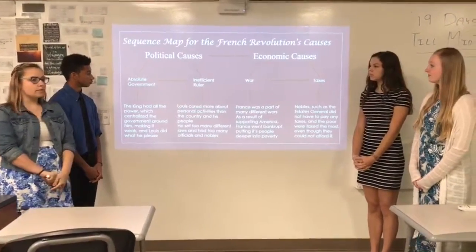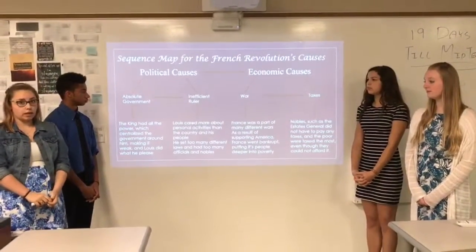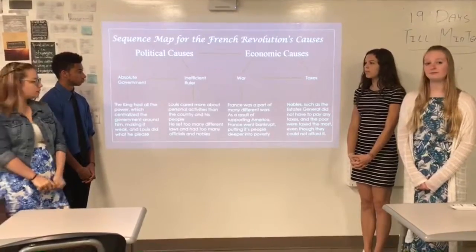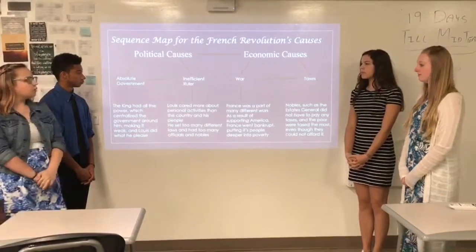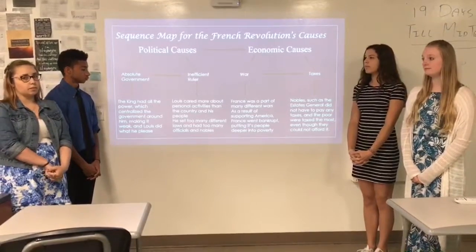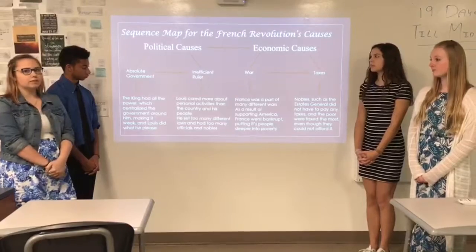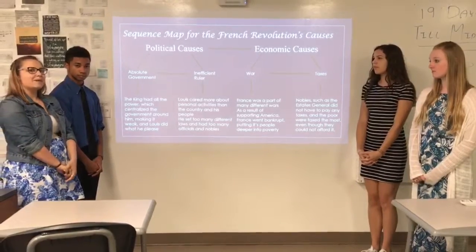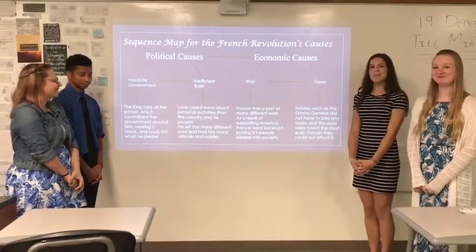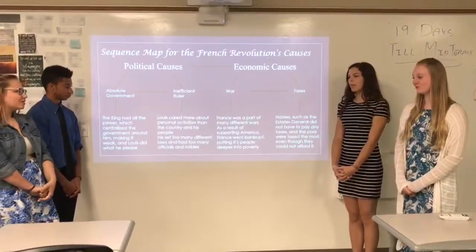For the absolute government, King Louis decided he should centralize the power, which made the government weak, and Louis could do whatever he pleased. For an inefficient ruler, Louis cared more about personal activities like hunting rather than taking care of the people. So it set people back and put them into poverty. And he set too many different laws and had too many officials and nobles.